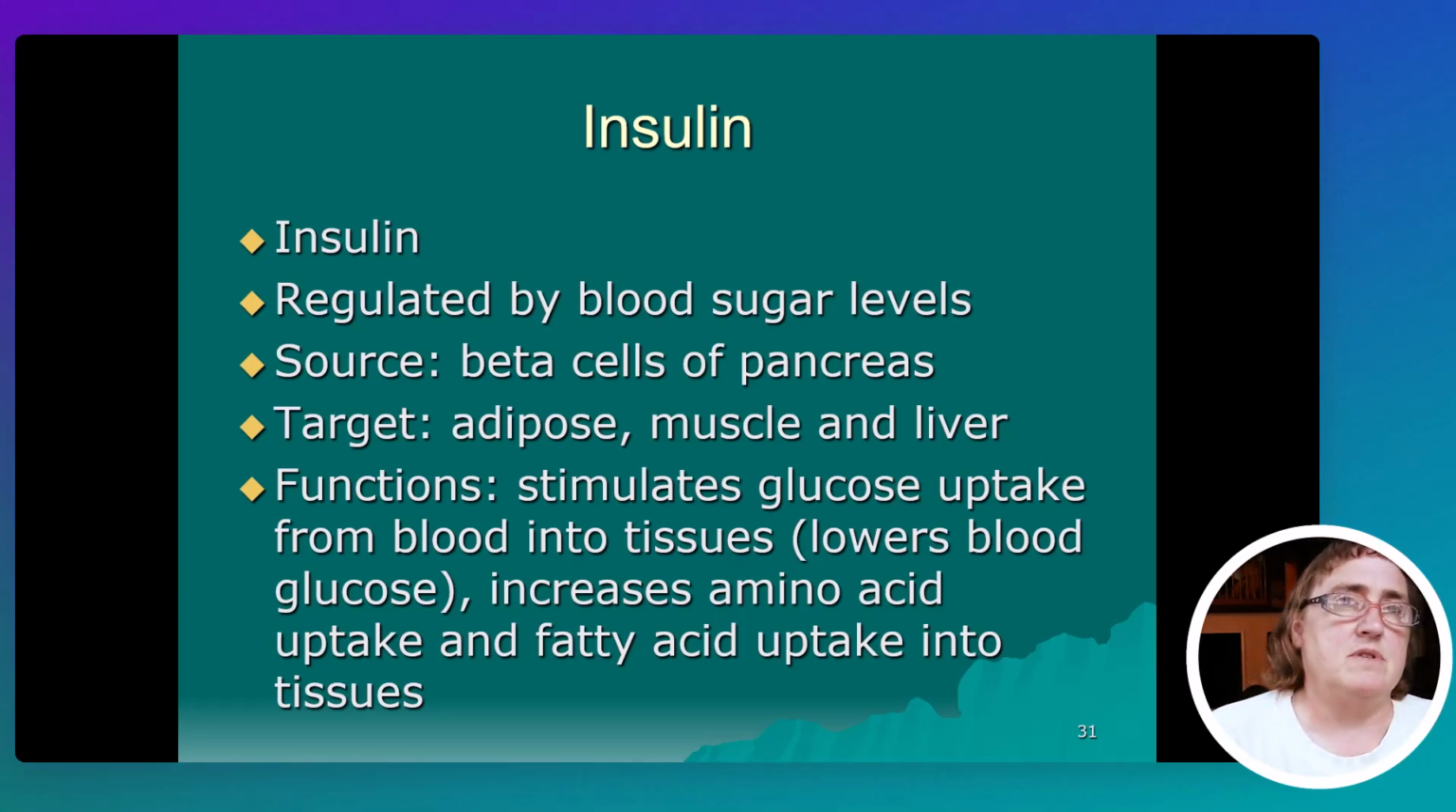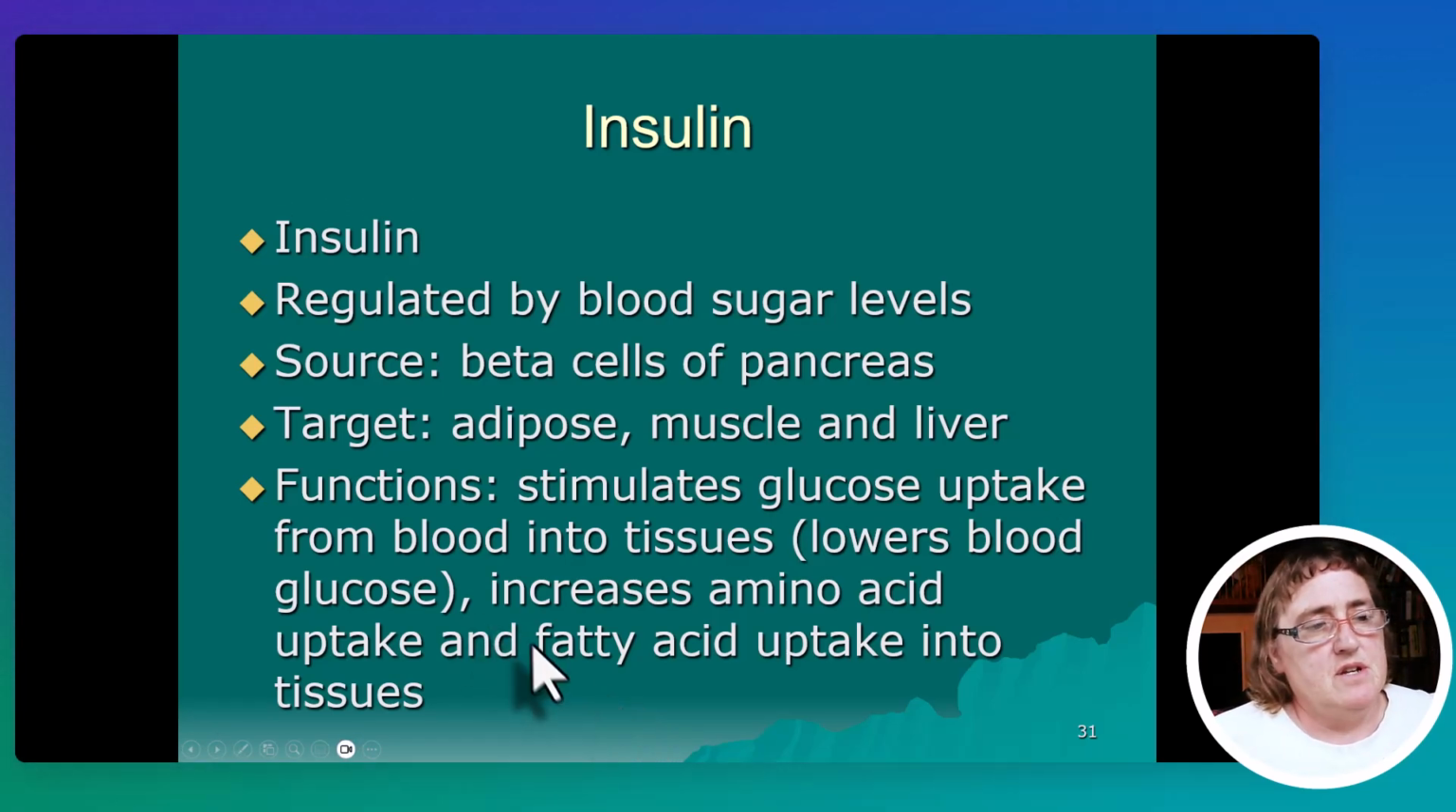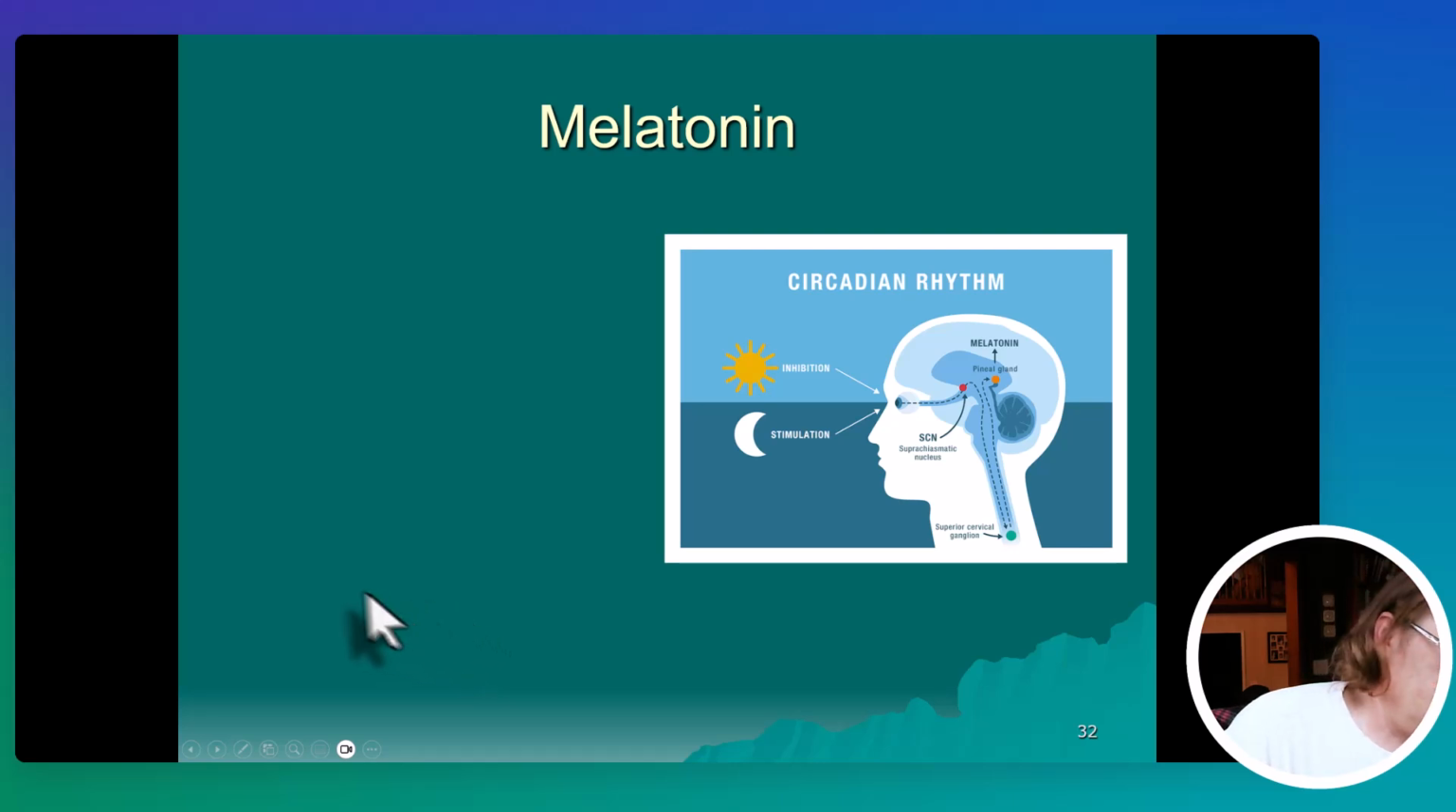Ironically, it also helps you absorb amino acids and fats too, so insulin also increases the absorption of those, but it's generally thought of as the blood sugar that causes the amount of insulin to be released and glucagon to be released. So they balance each other out.